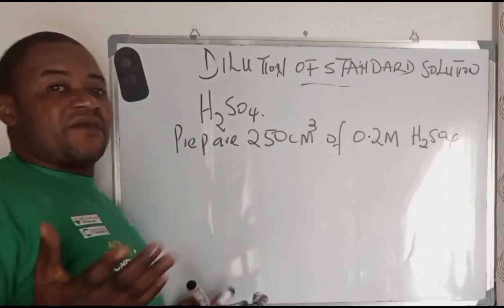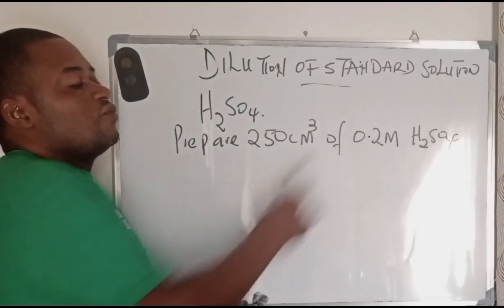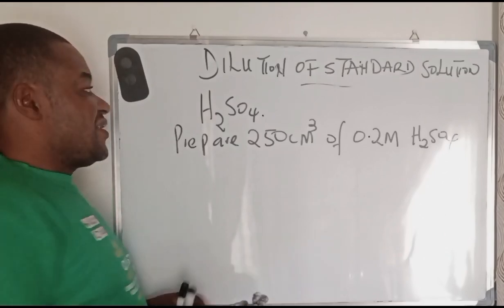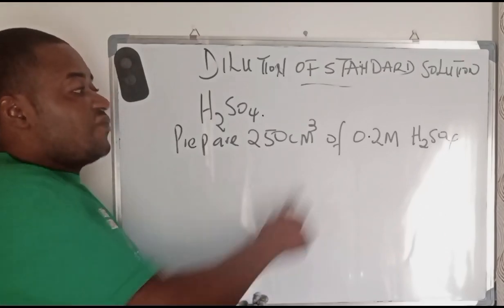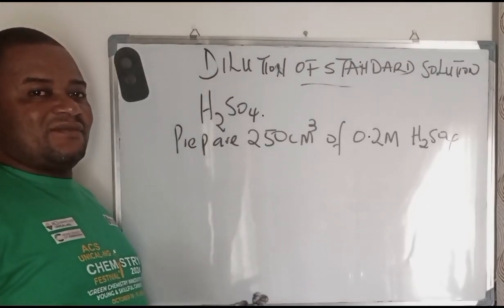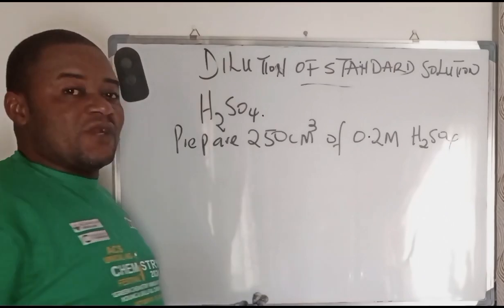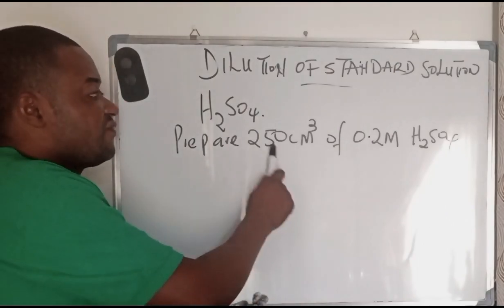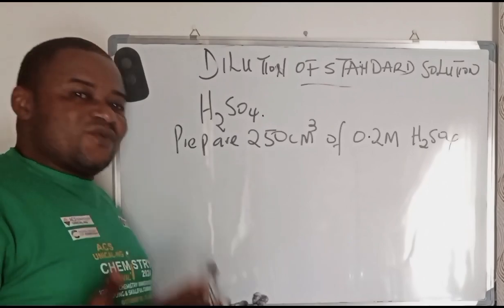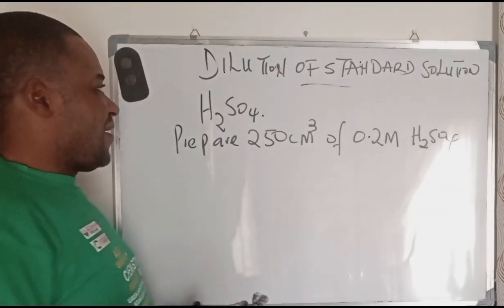You want to carry out an experiment in a lab. You do not need 0.2 molar sulfuric acid as its concentration; you rather need 250 mL of the 0.2 molar concentration. How do you go about the dilution? You do not need the 0.2 molar acid. What you need is 250 mL of the 0.2 molar acid. How do you go about the dilution? Now that's what we are going to do right now.